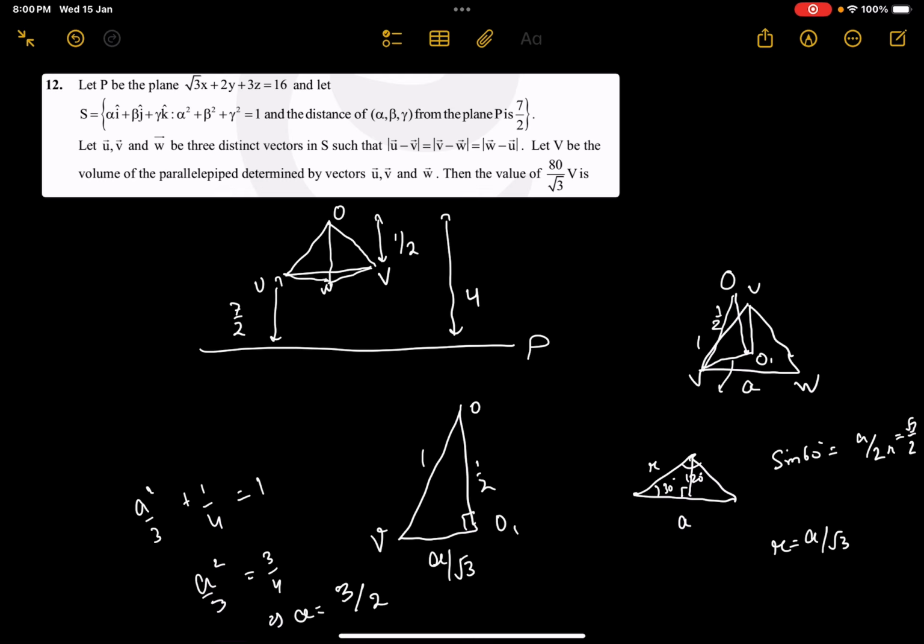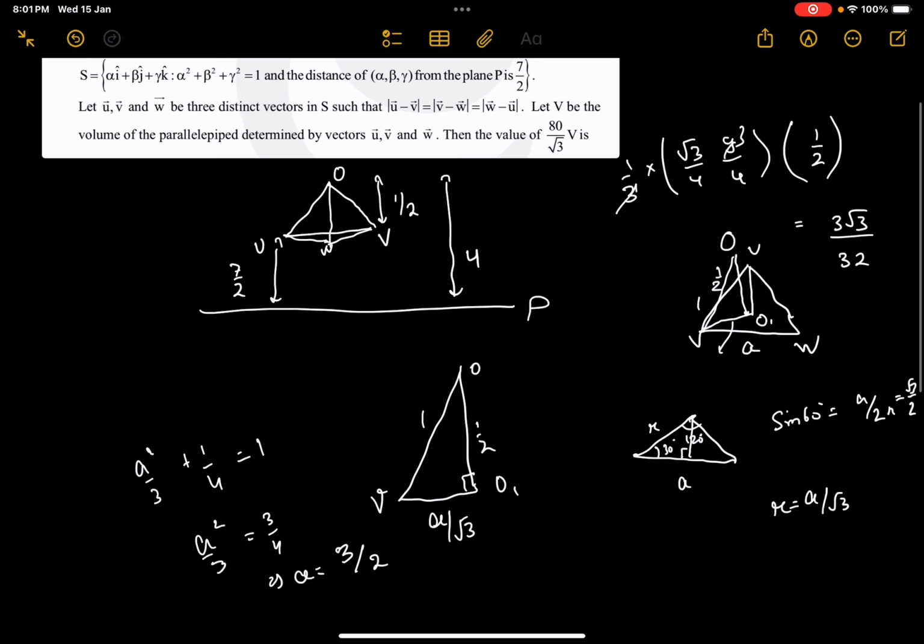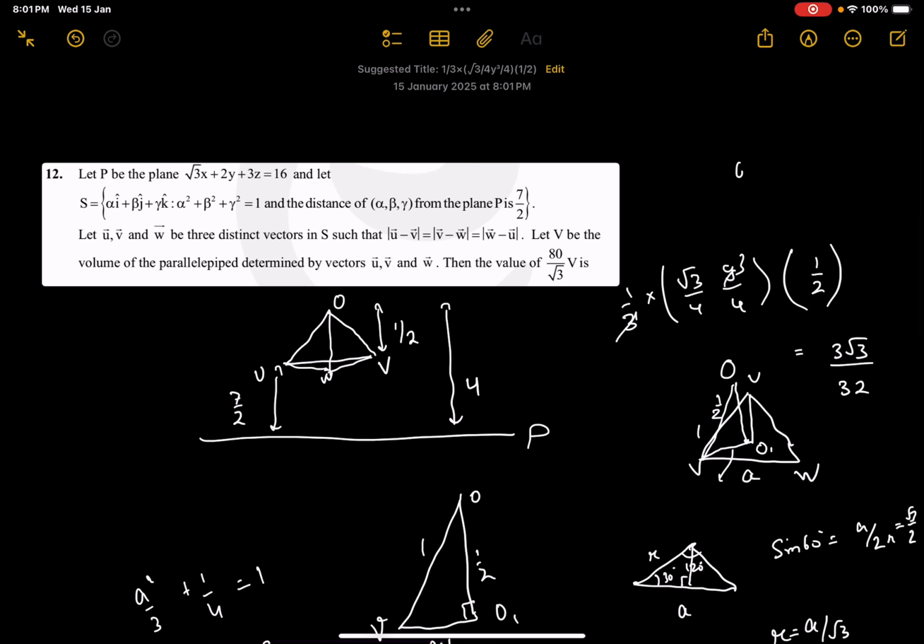So that means the volume of tetrahedron OVWU is 1 by 3 times area of the base, which is root 3 by 4 times A square, which is 9 by 4, into the height, which is half. So that becomes 3 root 3 by 32. The volume of the parallelepiped formed by u vector, v vector and w vector would be 6 times this. So that becomes 6 times 3 root 3 by 32.